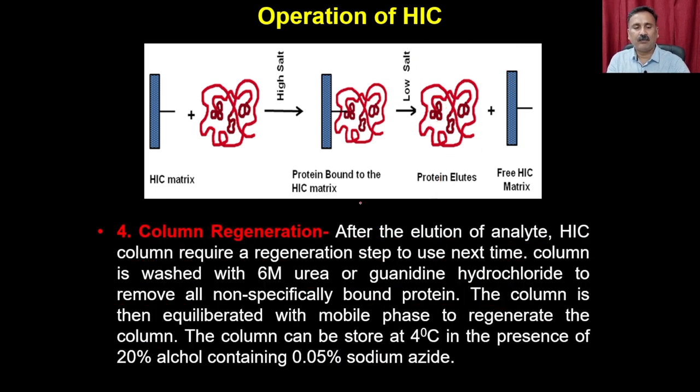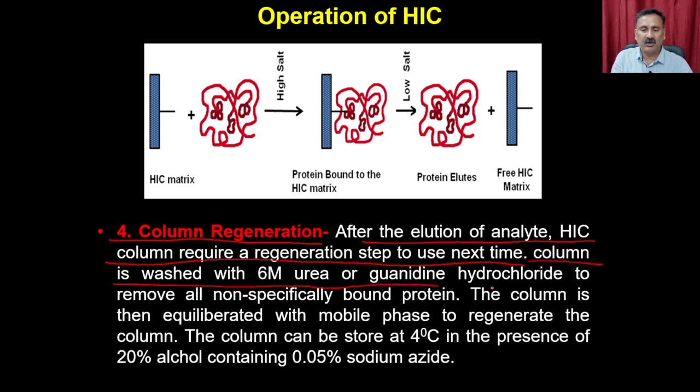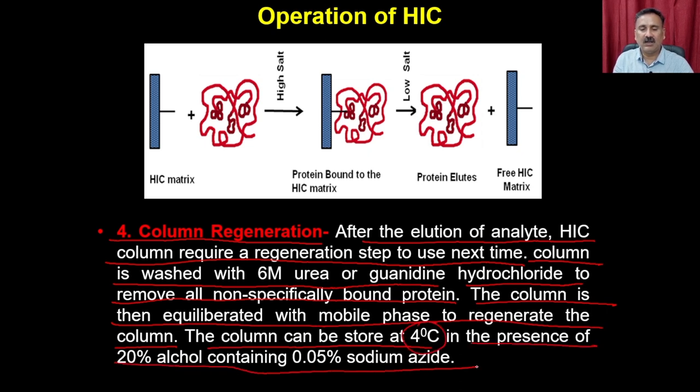Now in step four, you have to do a column regeneration. After the elution of the analyte, the HIC column requires a regeneration step to use it the next time. The column is washed with 6 molar urea or guanidinium hydrochloride to remove all non-specifically bound protein. The column is then equilibrated with a mobile phase to regenerate the column. The column can be stored at 4 degrees Celsius in the presence of 20% alcohol containing 0.05% sodium azide.